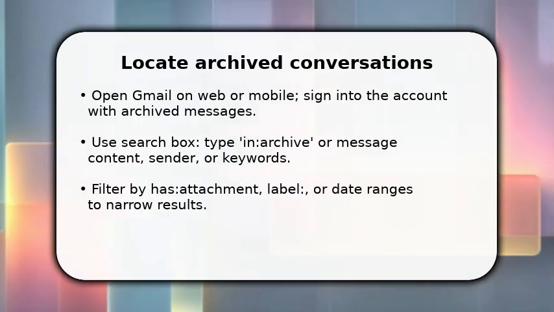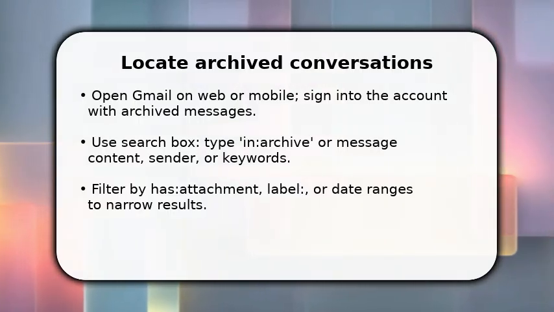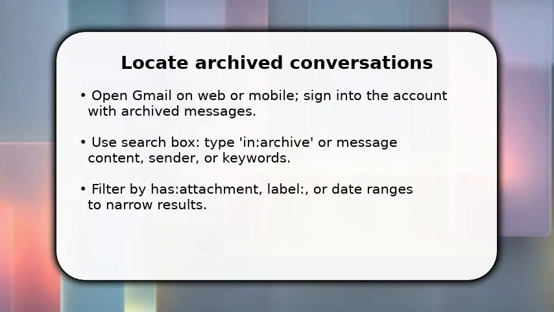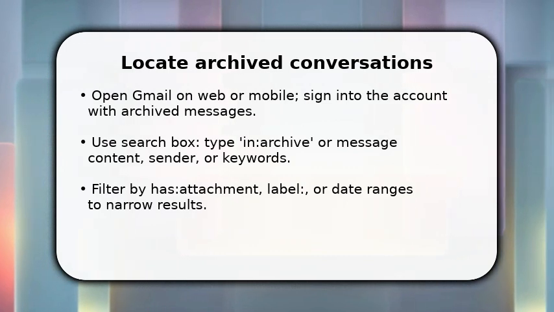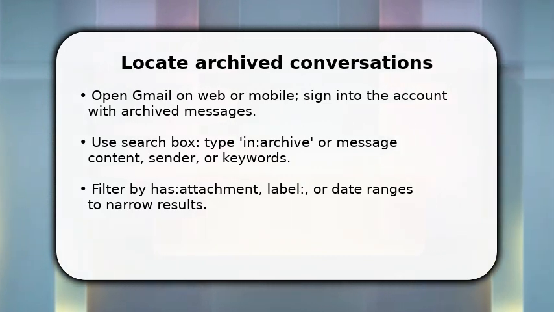This early search saves time because Gmail stores archived mail alongside labels and conversations, so narrowing now prevents scrolling through thousands of threads and makes the next steps precise and fast.